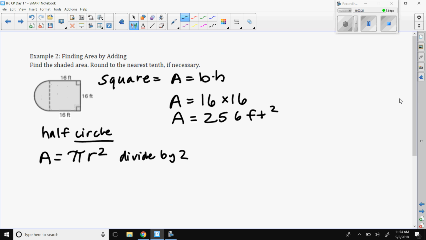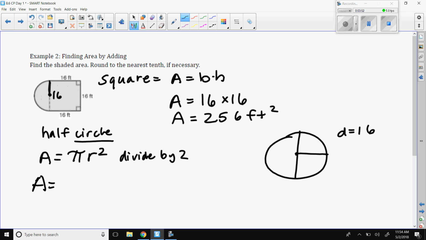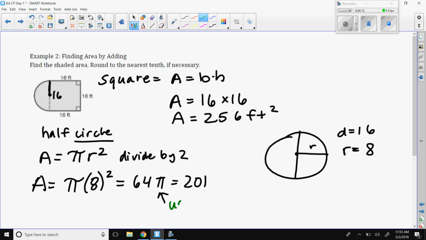And then for my circle, now I need to think. So I have this circle, okay? It's going to have this same side length here, 16, but I only want half for the radius. So I need to think about, if this was a full circle, I would have diameter equal to 16. So what's my r going to be? It's going to be half of that, which is going to be 8, and that's what I want to use. 8 squared. And in this case, I want to use pi and figure it out. So I'm going to have 64 pi, which is going to be 201. I use that pi button.